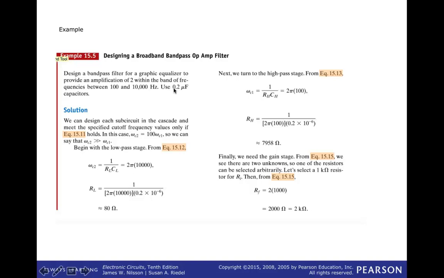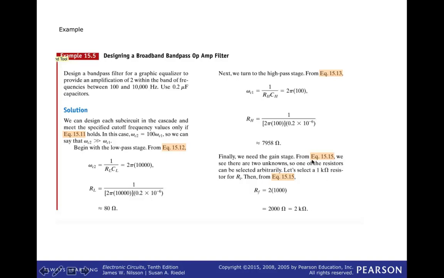So the 2 pi basically takes the frequency in hertz and converts it to radians per second. We've already been told we need to use 0.2 microfarad capacitors. So substituting 0.2 microfarads in and inverting the whole equation, we can find our resistor value for the low pass to be 80 ohms. The high pass would actually be the lower cutoff frequency used in our design. So basically repeat the entire process and you end up with the resistor for the high pass stage to be 7958. Then to build the gain stage, one of the resistors can be selected arbitrarily.